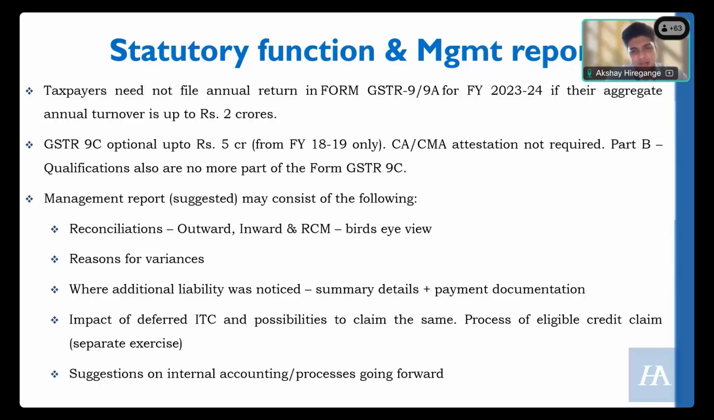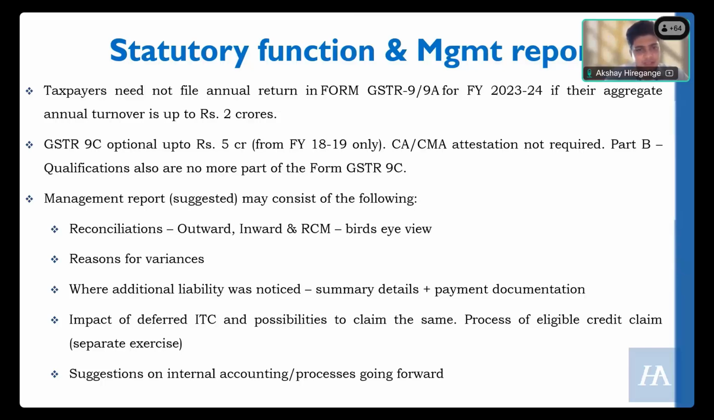and foremost, you can dispute it where the actual turnover is less than 2 crores, less than 5 crores. But the department will insist based on the data which is available on the portal. To avoid disputes, you can file the GSTR 9 on an optional basis.